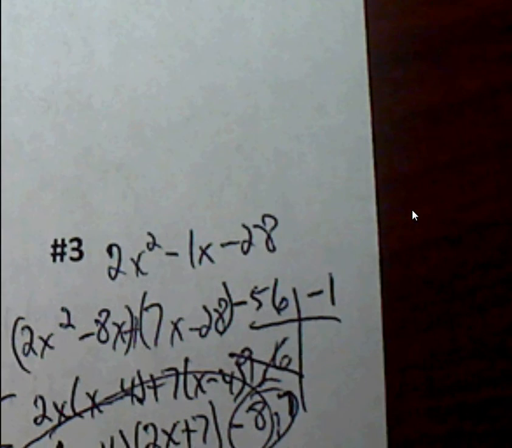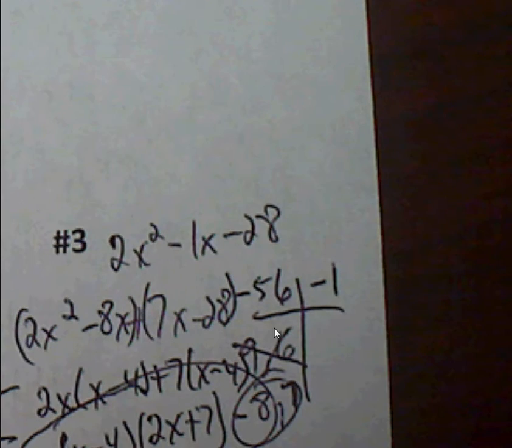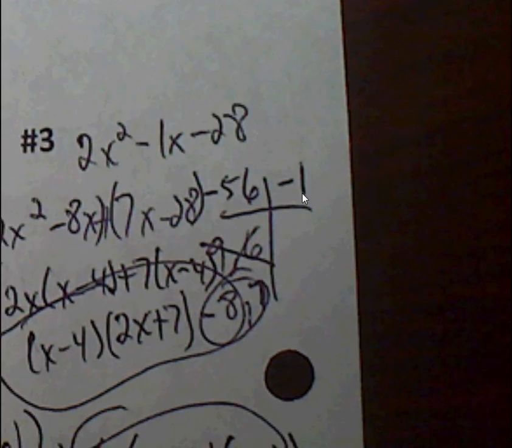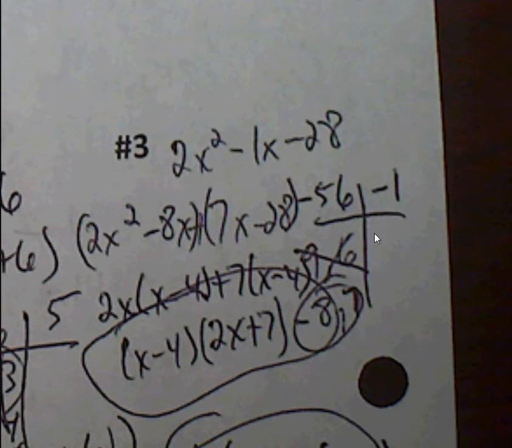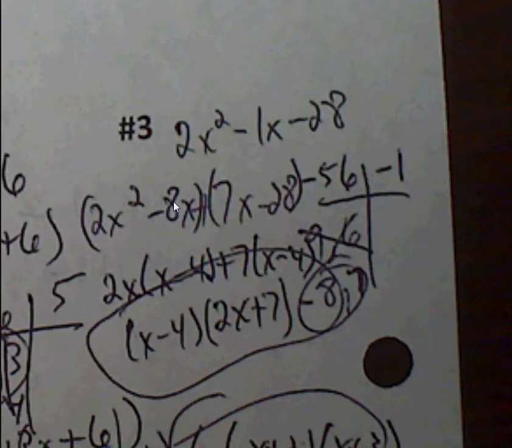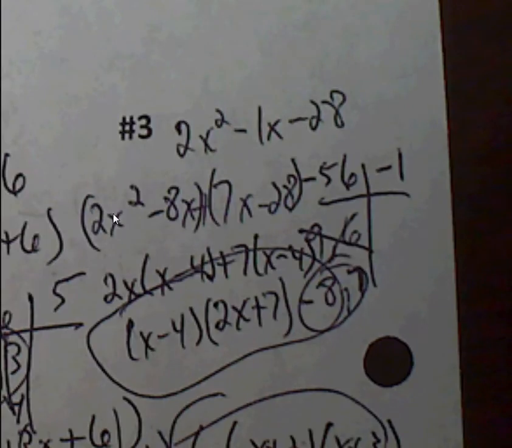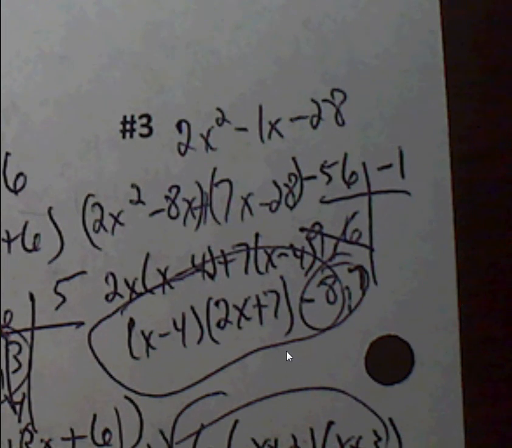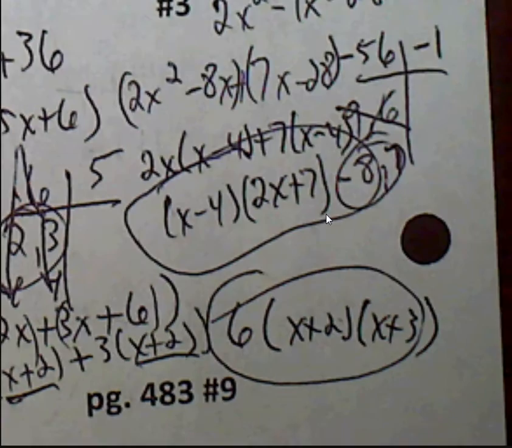Next problem. This is a trinomial. I cannot take anything out, but I do know that I can do a times c, so that would be negative 56, middle term negative 1. Negative 8, positive 7 would be our two numbers. So I would split negative 1 into negative 8x and then plus 7x. I can go ahead and distribute the 2 out and take out the x. I can go ahead and divide by 7. I have x minus 4, so that stays out. I'm left with 2x plus 7, so that's my finished answer.